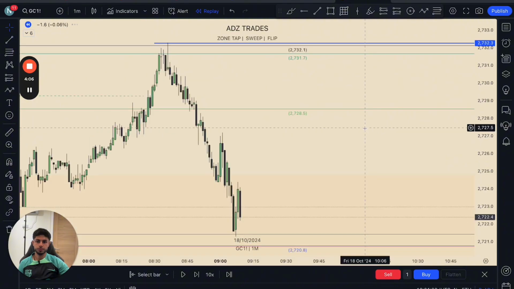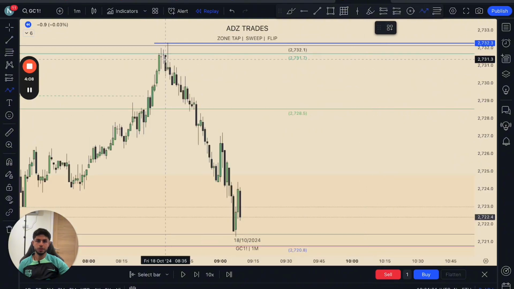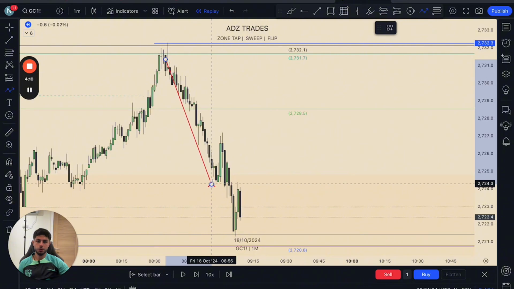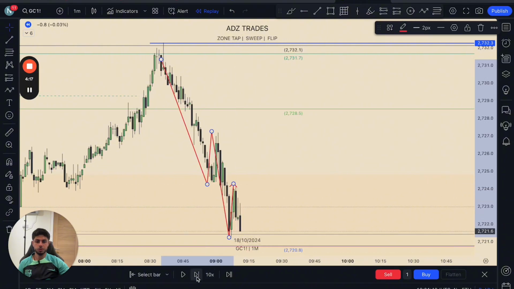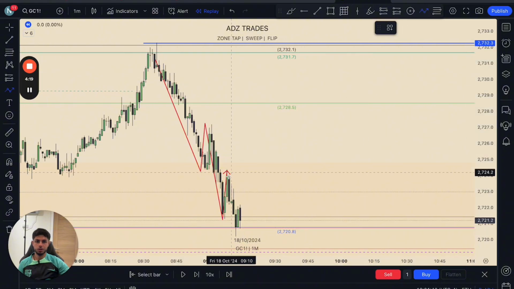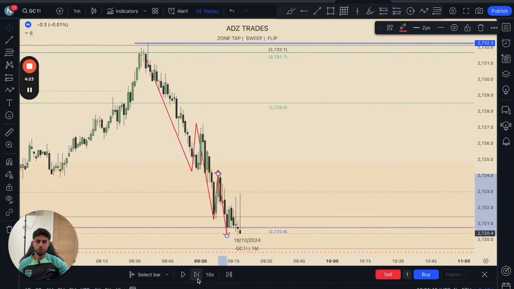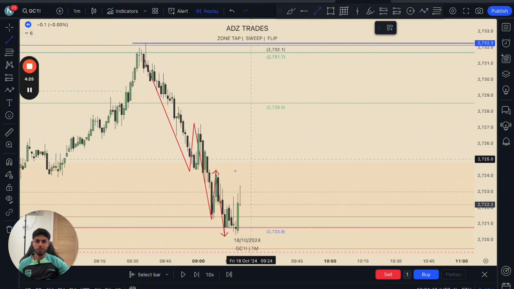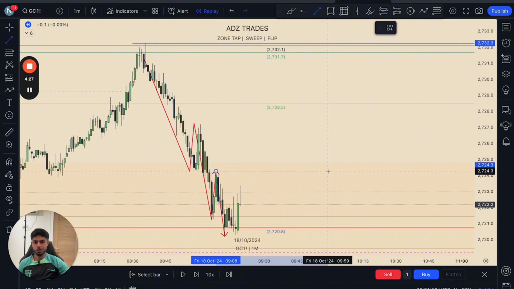So on the 1 minute, it put in a low, put in a high, put in a low, put in a high. What we're doing is following structure on the 1 minute. We put in another low. So right now, this here is our protected high.